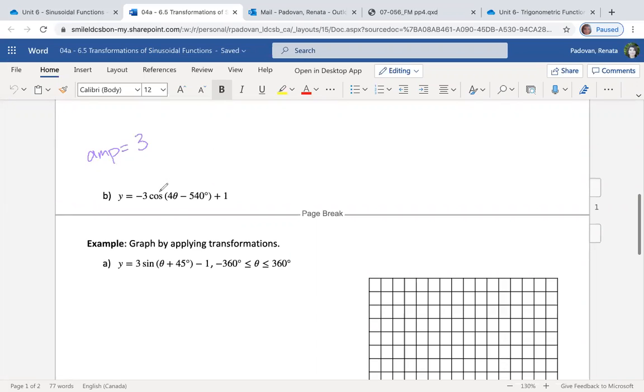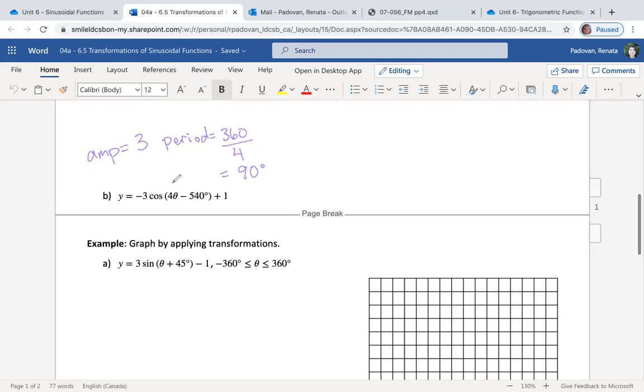Now I'm looking at the cos curve, but I have a 4 inside the bracket, in front of where the x used to be, or in front of theta now. So that's my period. So my period again is just 360 divided by whatever that number is. So 360 divided by 4, so 90 degrees. So what used to take 360 degrees to go through one whole cycle is now only taking 90 degrees to go through one whole cycle.